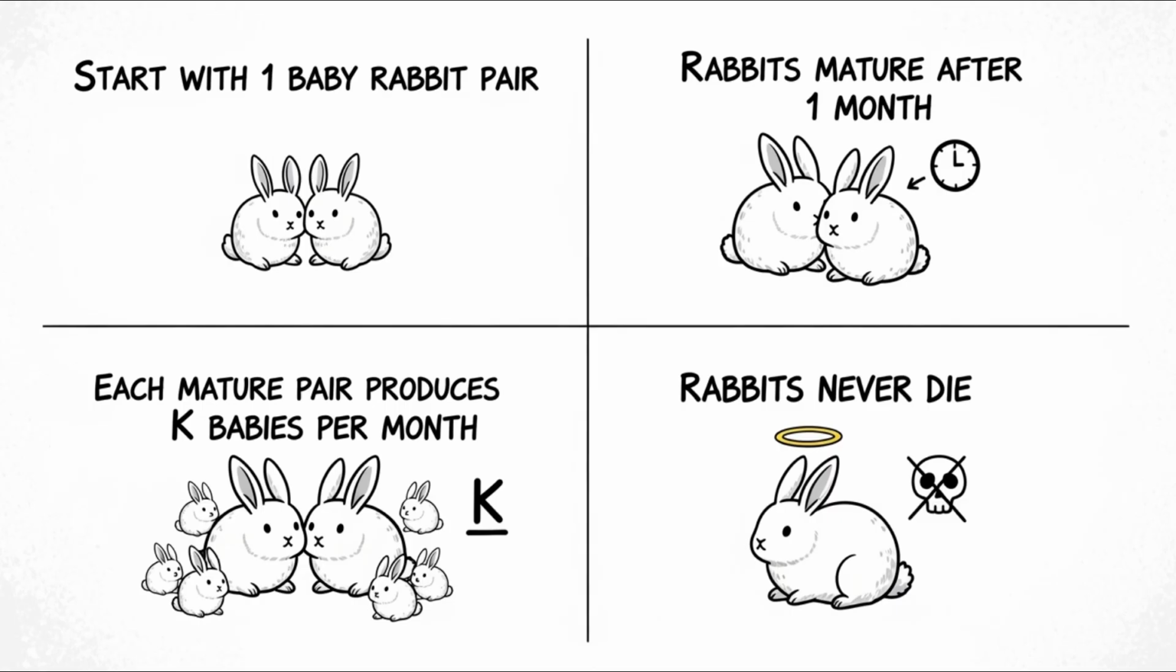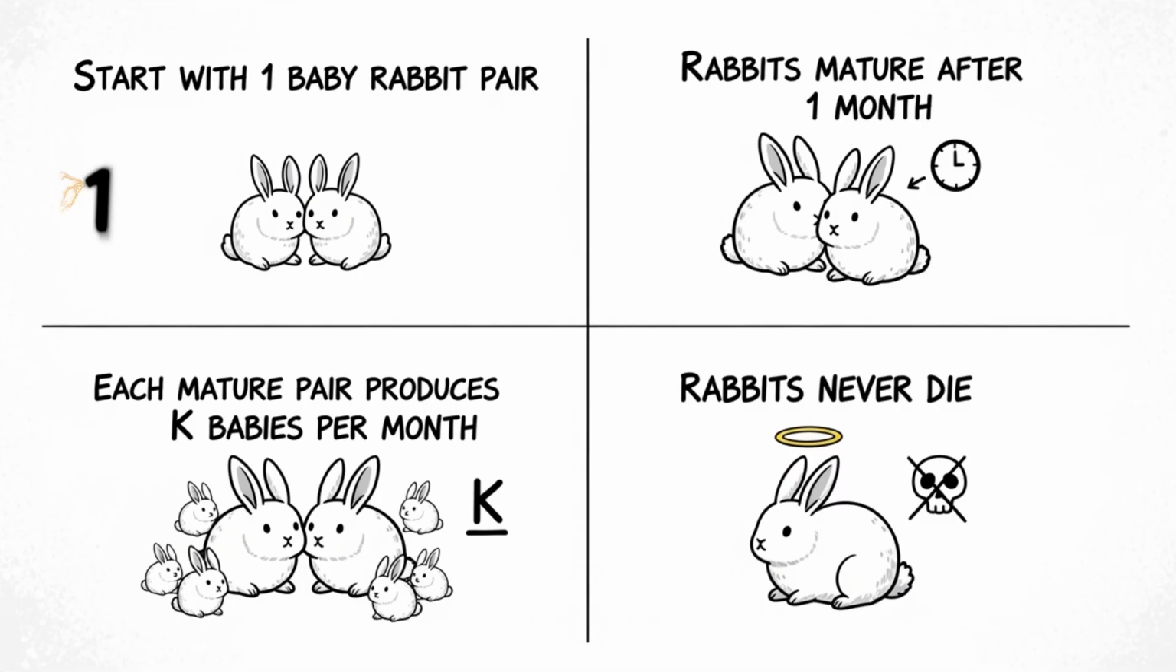Alright, let's set the scene. Imagine you're a scientist studying rabbit populations and you need to predict how fast they'll grow. Here are the rules. Rule 1, we start with 1 pair of baby rabbits in month 1. Rule 2, rabbits take 1 month to mature, so our initial pair can't reproduce until month 2. Rule 3, once mature, each pair produces k new pairs every single month. In our specific example, k equals 5.